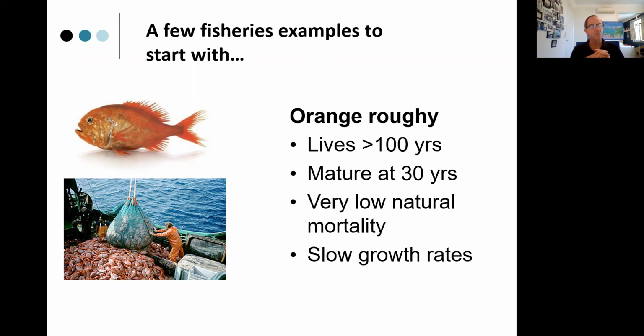But then when we started to understand the biology a little bit better, we realized that these fishes live for more than 100 years. So they're very slow growing. They don't even mature until they're 30. So if you have to live until you're 30 years old before you can reproduce yourself, and a fisherman comes along when you're 25, too bad, you're not going to help contribute to that population growth or sustainability.